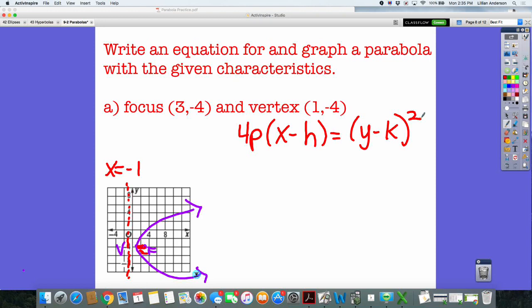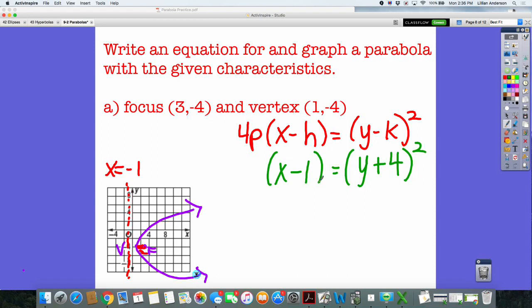Now technically I know all my information, don't I? Yeah. What's my vertex? 1, negative 4. 1, negative 4. So I know this is going to be y plus 4, since k is negative 4, I just plug it in. Over here, I know this is x minus 1 because the x coordinate of my vertex is 1.